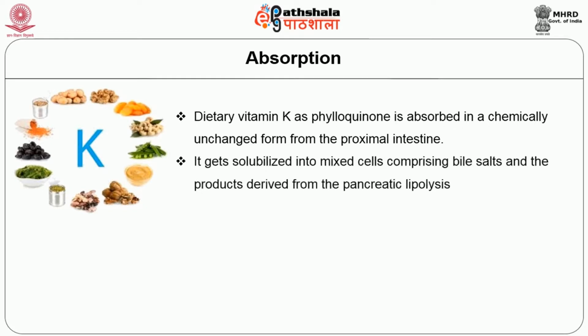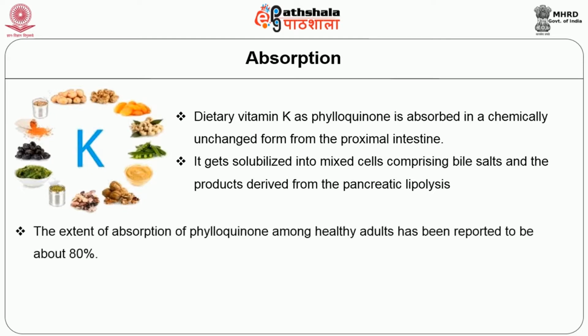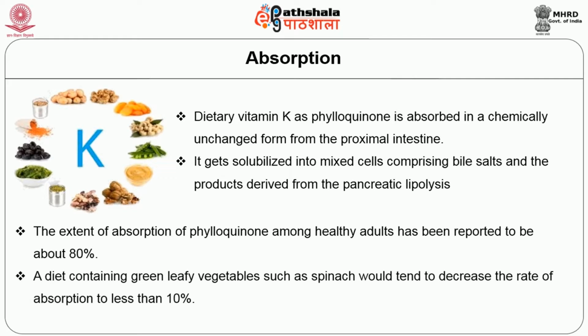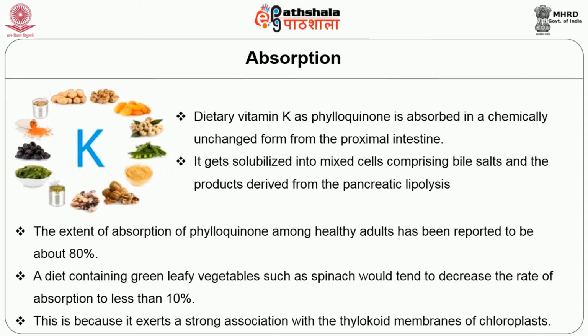It gets solubilized into mixed micelles comprising bile salts and the products derived from the pancreatic lipolysis. The extent of absorption of phylloquinone among healthy adults has been reported to be around 80%, and a diet containing green leafy vegetables like spinach would tend to decrease the rate of absorption to less than 10%. It exerts a strong association with the thylakoid membranes of chloroplasts.